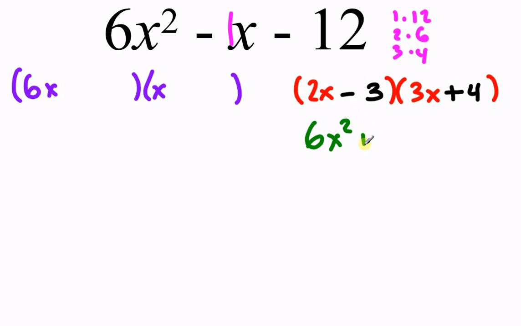2x times plus 4 is plus 8x. -3 times 3x is -9x. And multiply those, you get -12. So this will combine to be our -1x. I kind of knew what the answer was, and I had a way to get there just by guessing, but this is where it's kind of a pain to do the guessing method.